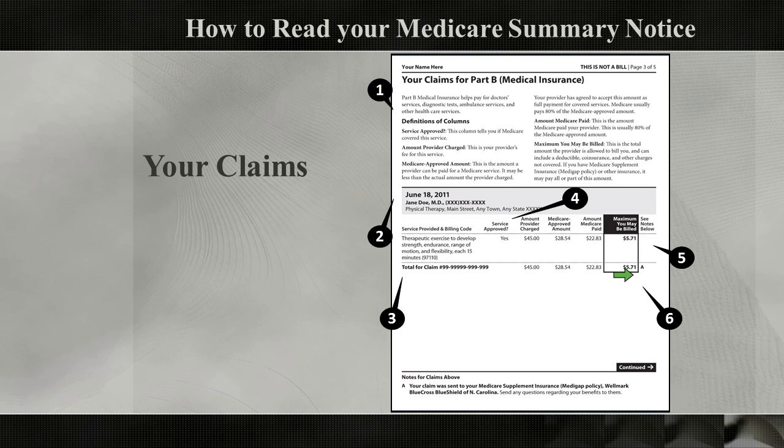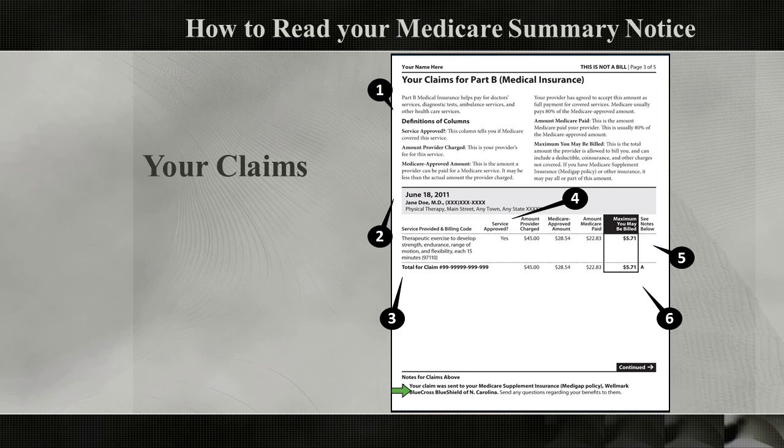Lastly, there may be a letter next to your claims. These letters refer to notes found at the very bottom of the page and will provide you with additional details about the individual claim. For example, in this claim, the note states that the claim was sent to the beneficiary's Medigap insurance policy. Other potential messages may be reasons regarding why a claim was denied.